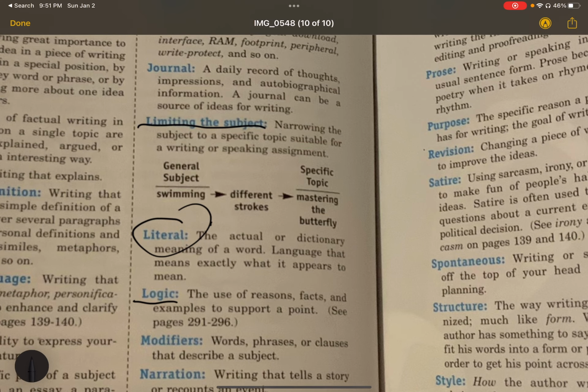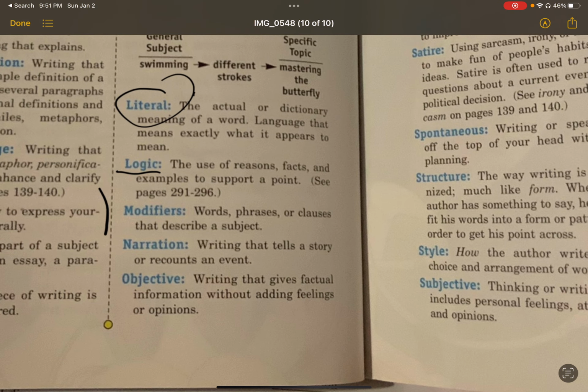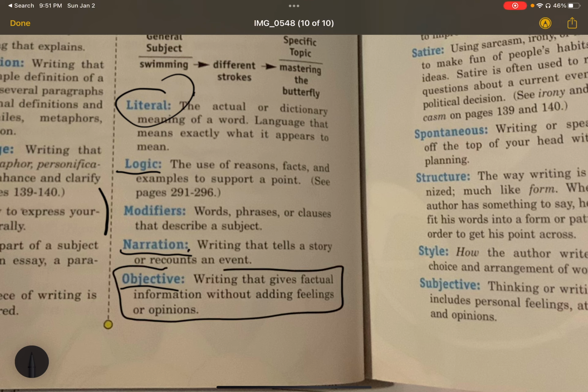Okay, logic, you know what that is. Modifiers, that's just descriptive words, phrases, or clauses. Narration is another one of those basic types of writing, like expository. It tells a story. Objective, this is giving factual information. It's not persuasive, it's just objective. Just the facts, please. This is what we all wish that journalists would do, just give us objective facts without adding their own opinions, but it's hard to find that. So that's a quick overview of those terms.